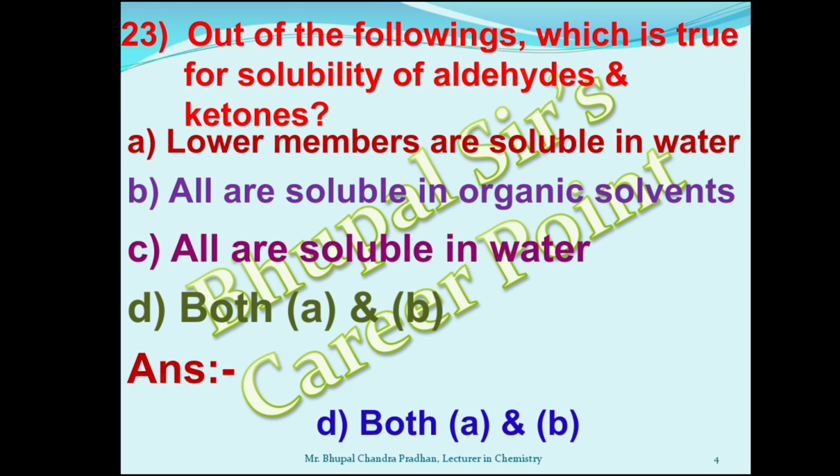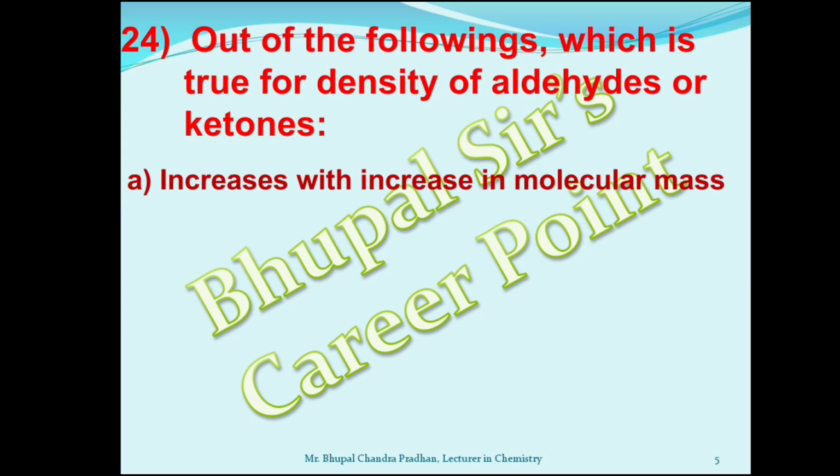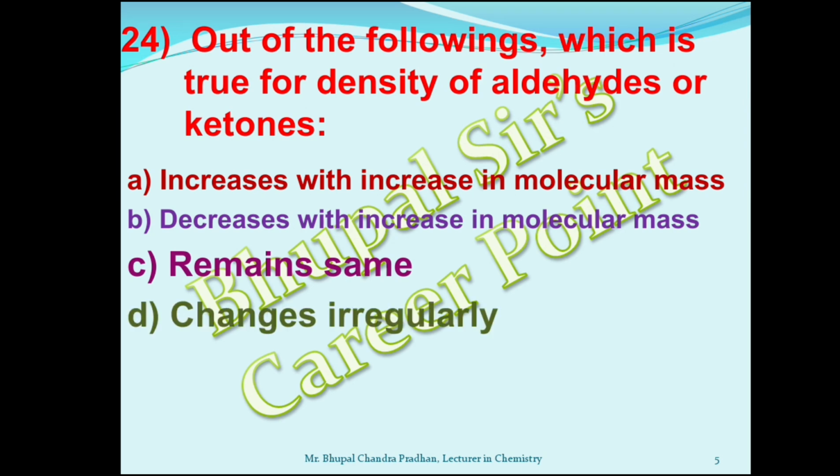Now, let us come to the next question of the session, that is question number 24. Out of the following, which is true for the density of aldehyde and ketone? Option A, increases with increase in molecular mass. Option B, decreases with increase in molecular mass. Option C, remains same. Option D, changes irregularly. Students, try to give the correct answer.